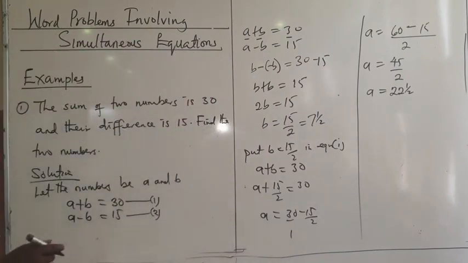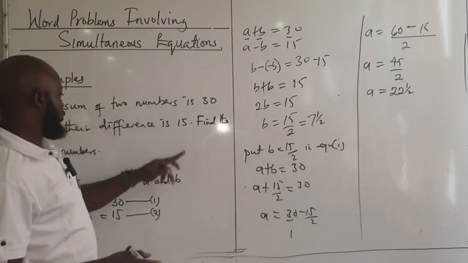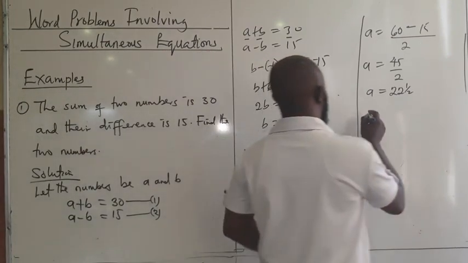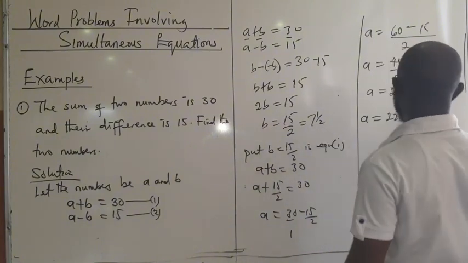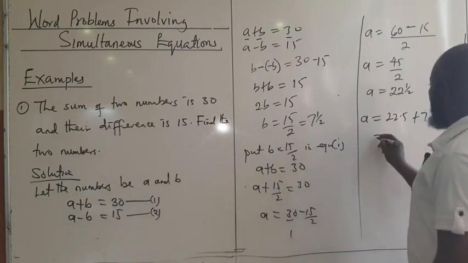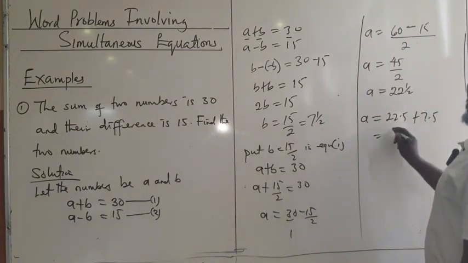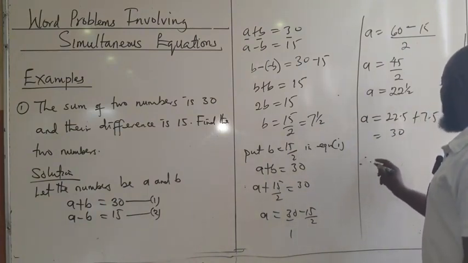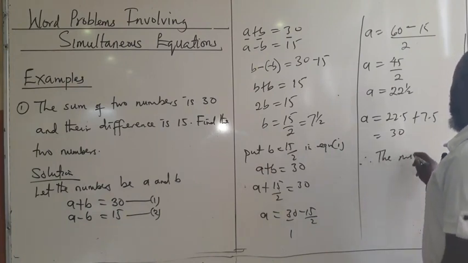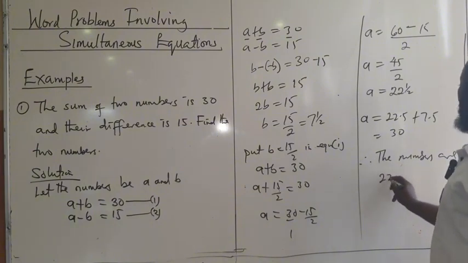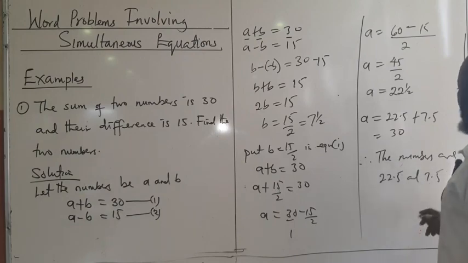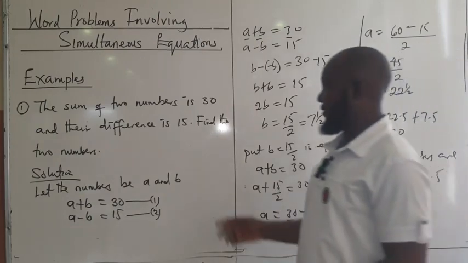So that is the value of A and the value of B. Now we can confirm the answer because the sum of two numbers, that is when you add the two numbers together. So A, which is equal to 22.5, plus B, which is 7.5. When you add them together, you're going to get 30. Therefore, the numbers are 22.5 and 7.5. That is the answer to this. I hope it's very clear.